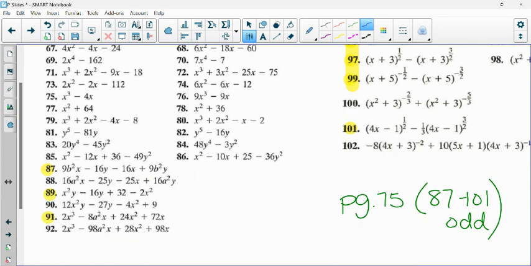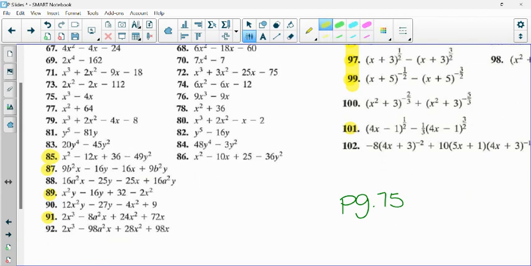All right, so for right now, you're working on 85, 87, 89, and 91. We just did 85. All right, so sorry. Then to 87, 89, 91. 87, 89, and 91 are the 3 that you can work on.